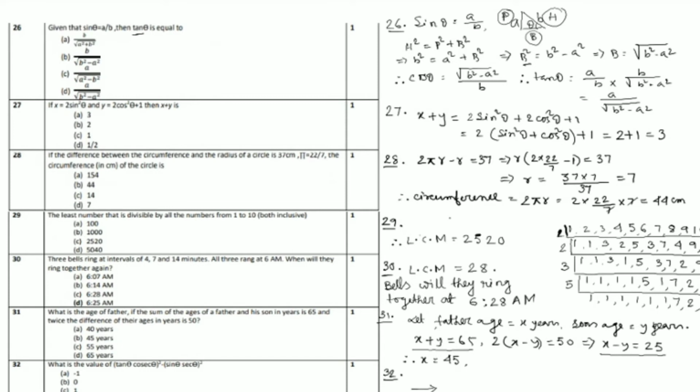So the value of cos theta is equal to root over B square by A square by B. And so it will be A divided by root over B square minus A square. So option D will be the right answer.